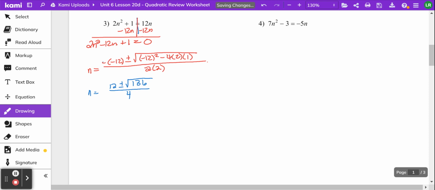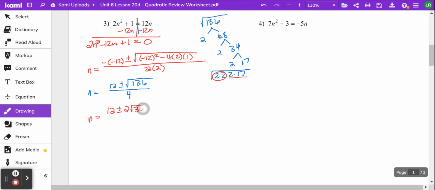Now, the square root of 136 is not perfect, so I'm going to break it down. This would be 2 and 68. 68 is 2 and 34, and 34 is 2 and 17. Okay, so I have 3 2s and a 17. So what can I get out of jail here? I can get one set of 2s, and then 2 times 17 is left inside. So let's rewrite this. I have 12 plus or minus 2 square root of 34 over 4.